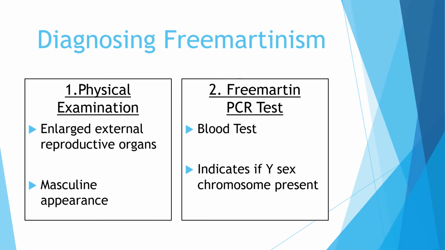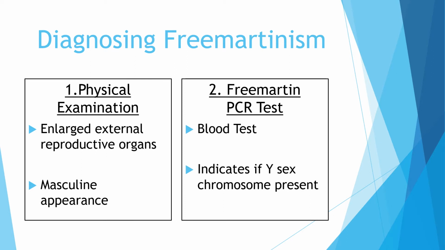Freemartinism cannot be prevented, but it can be diagnosed through a physical examination or through a chromosomal test. Step 1 would be to perform a physical exam. The signs would include enlarged external reproductive organs, such as an enlarged vulva or presence of a scrotum, and or an overall masculinized look to the female.